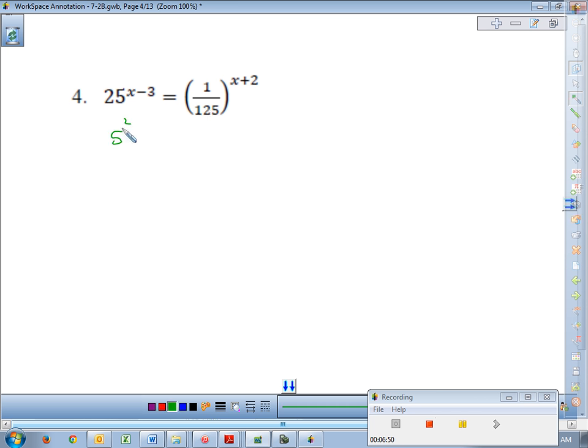That's really 5 squared. X minus 3. That would be 5 to the negative 3rd to the x plus 2. This is really 5 to the 2x minus 6. 5 to the negative 3x minus 6, because you do a little distributing.